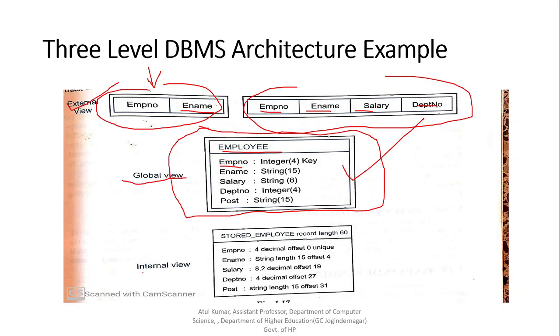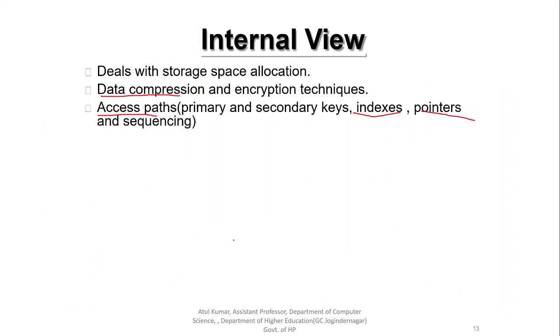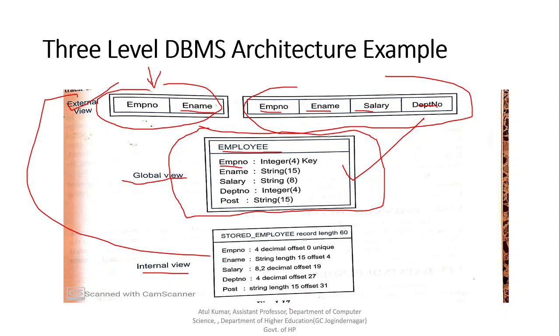The next is the internal view. It is hidden from the external view, and it gives you information about storage space allocation, how much storage is required to store employee number, employee name, how it is stored, how much length is required for storing the employee name, and how many digits are required before and after the decimal to store a salary. These kinds of information are all in the internal view.